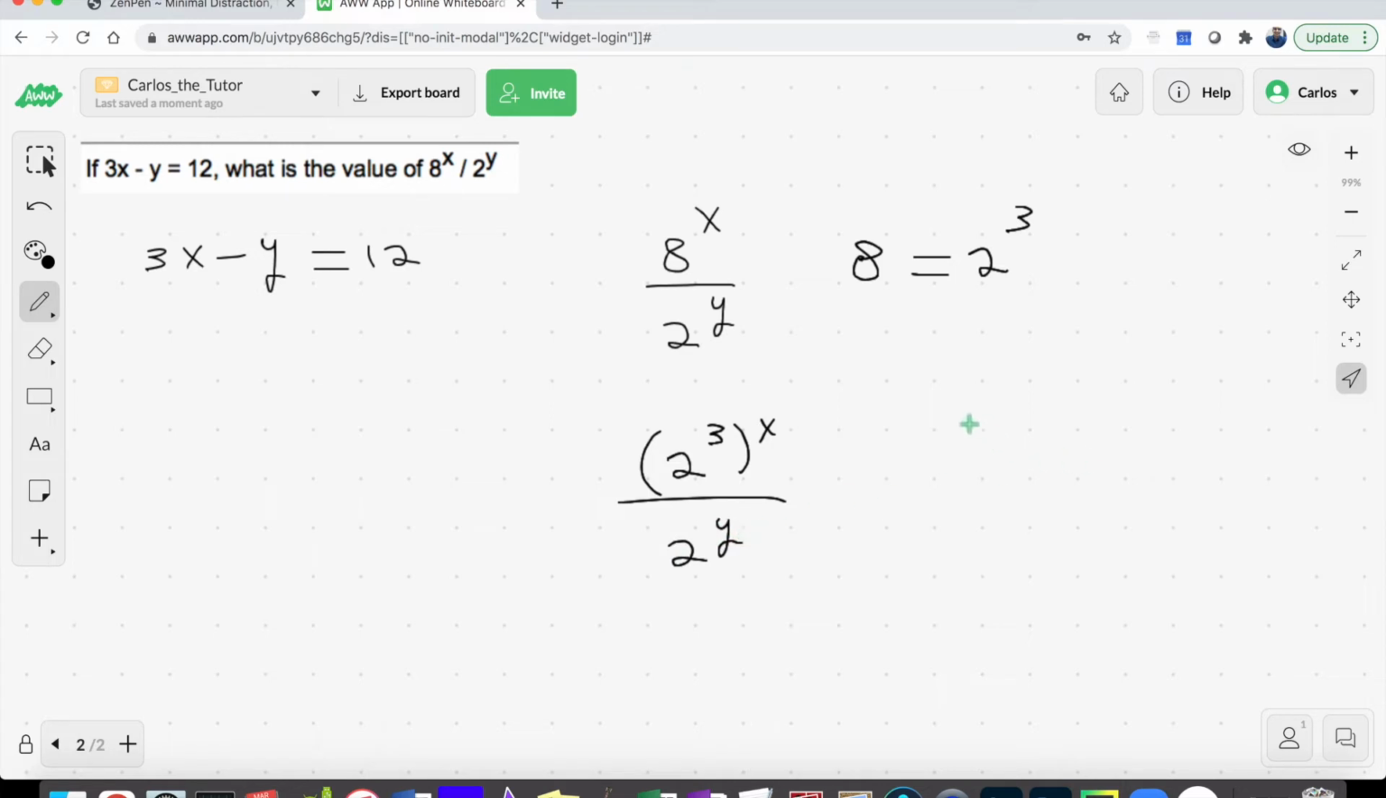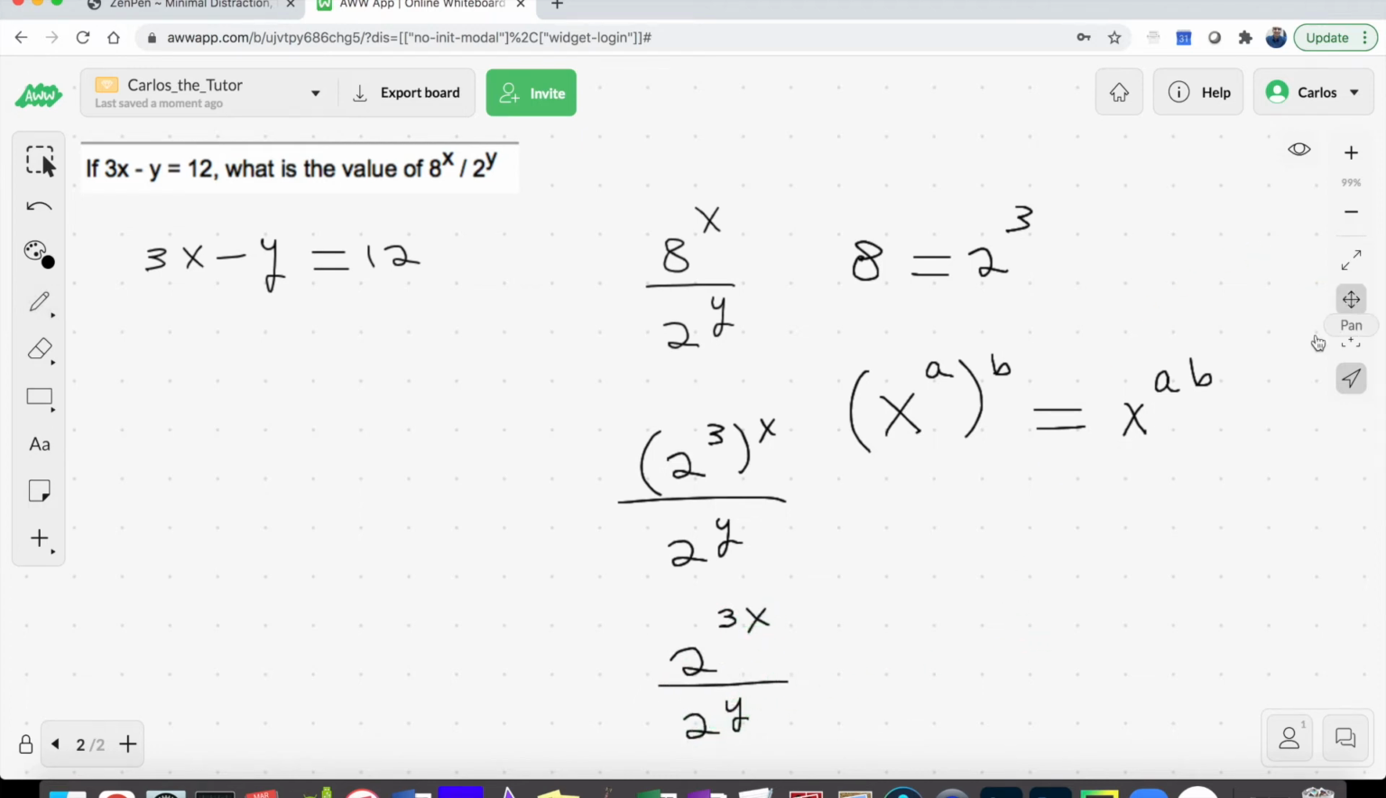The next thing that I know is the multiplication rule for exponents. If I have a base x raised to exponent a, and there's a power here, b, I pretty much multiply a and b, and that's my new power for my base x. And that's the rule I'm going to be using right now. So I've got 2 to the 3x divided by 2 to the y.